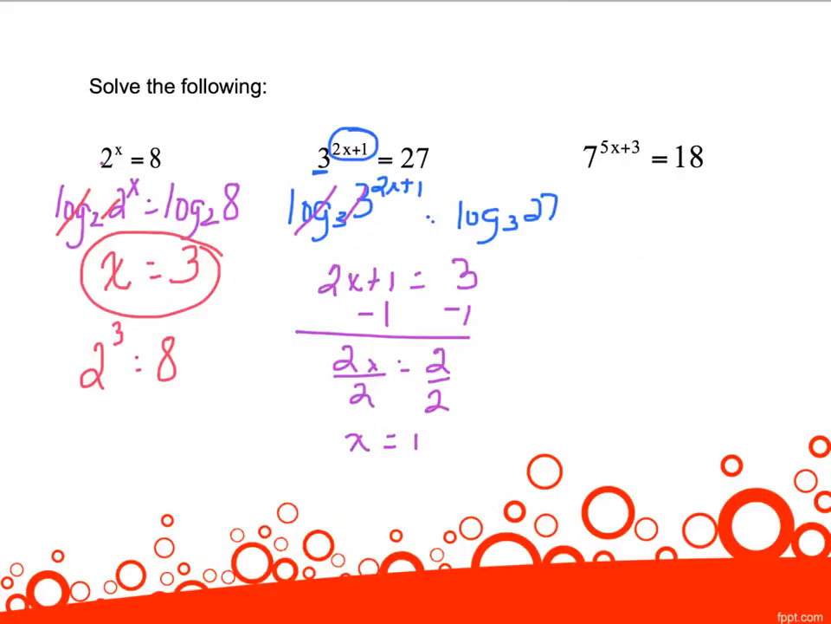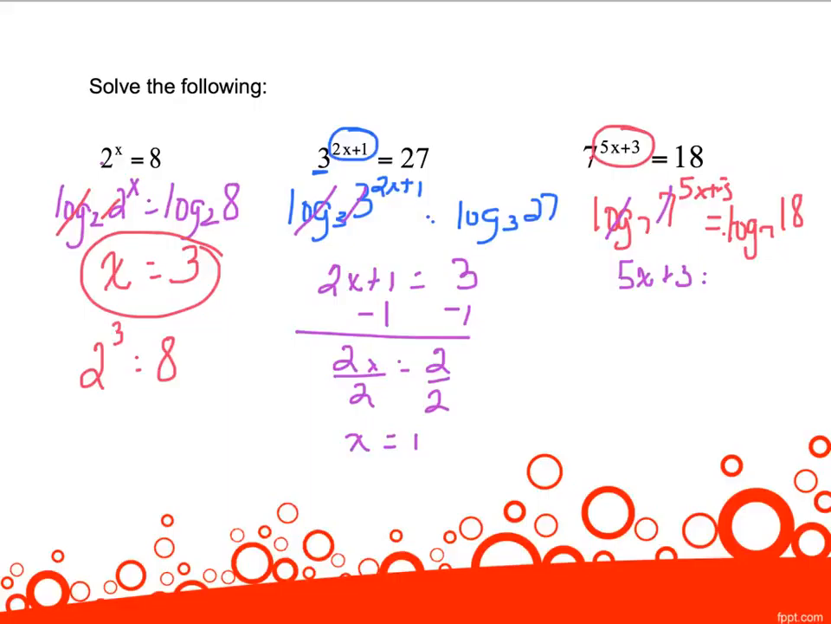All right, another one. This time we're not going to be able to evaluate our logarithm the way it starts. So let's say we have 7 to the 5x plus 3 equals 18. I need to get rid of this 7 to the because my variable's in my exponent. So I'm going to do log base 7 of 7 to the 5x plus 3 equals log base 7 of 18. But then log base 7 of 7 to the will cancel, and I'm going to get 5x plus 3 equals, and then I have log base 7 of 18.